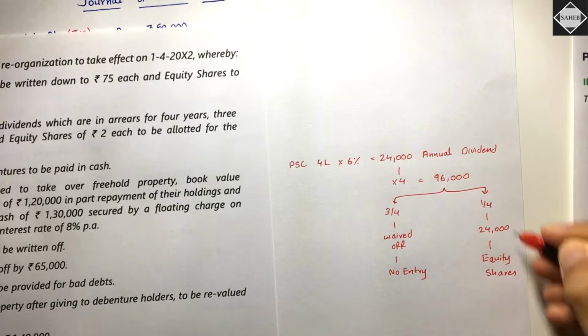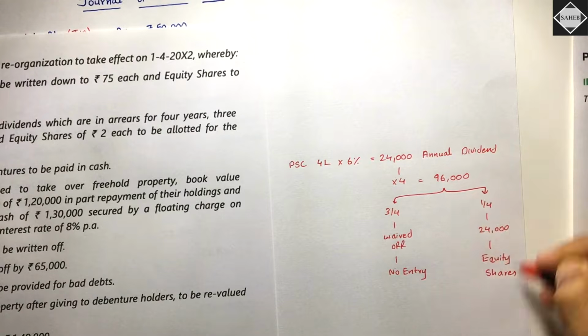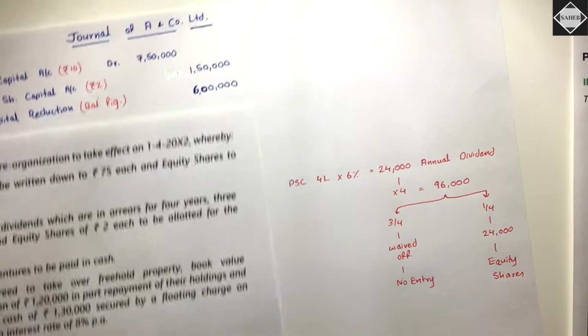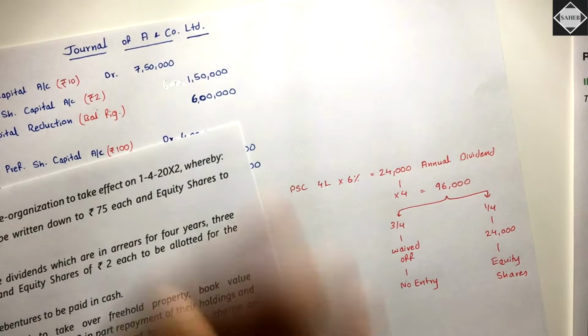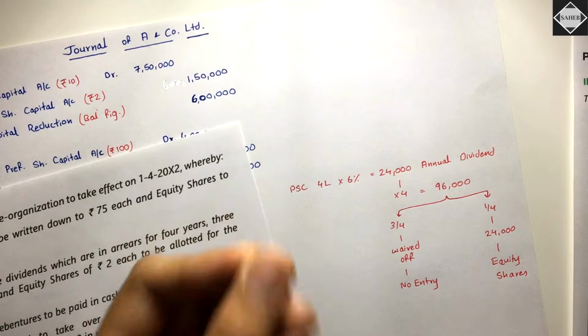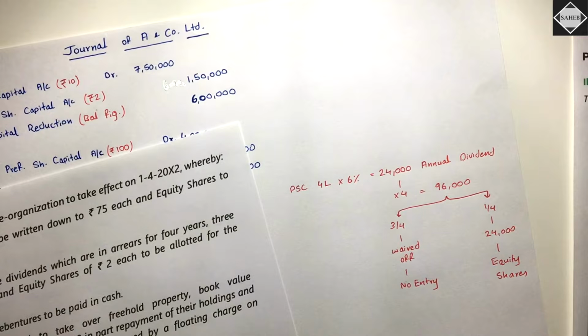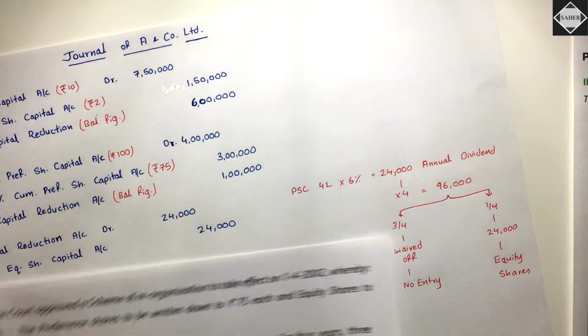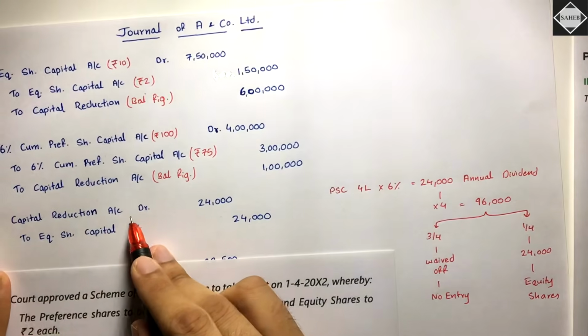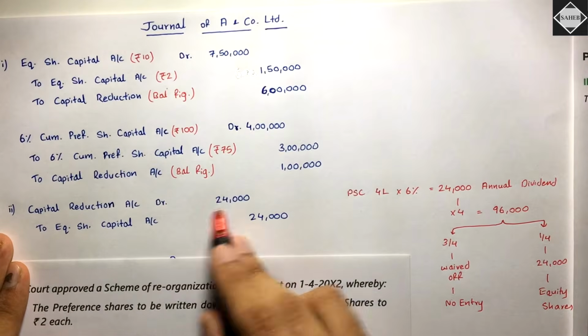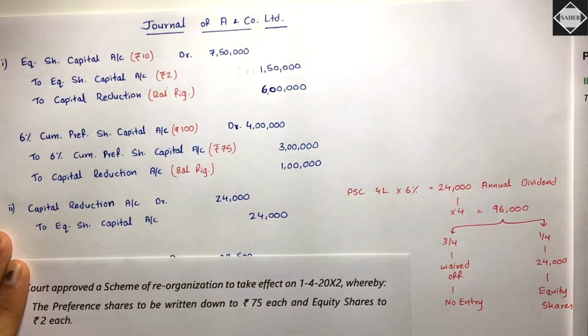Okay, so we have to pass an entry only for this 1/4 portion. What would be the entry? Really simple. Equity shares are being issued, so you have to credit the equity share capital, isn't it? Yes, you have to credit the capital. And what will be the debit? The debit will be capital reduction account. Okay, capital reduction account. See here, capital reduction account debit 24,000 to equity share capital account 24,000.